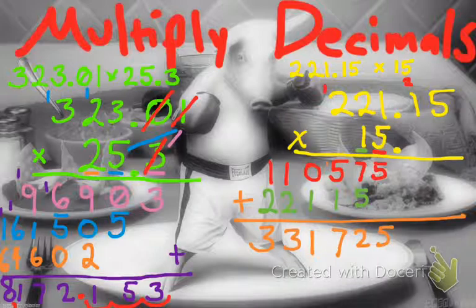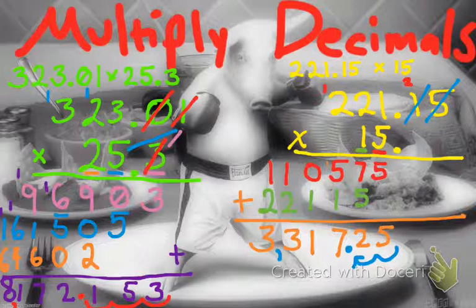We come out with that big number, but we still have to remember, it's a common mistake, is people forgetting to count how many decimal places over from the right. In this case, we need to go 1, 2. Go ahead and plug our decimal in, and our answer is 3,317 and 25 hundredths.